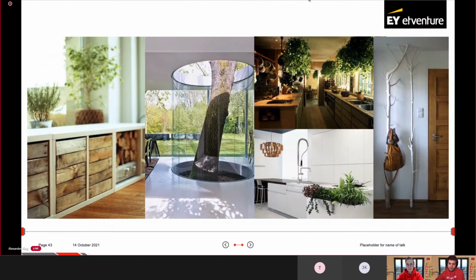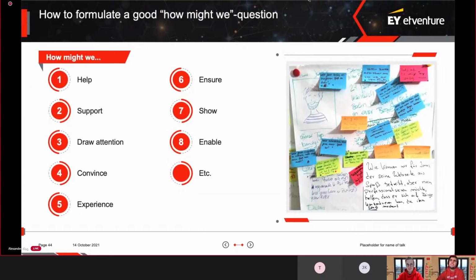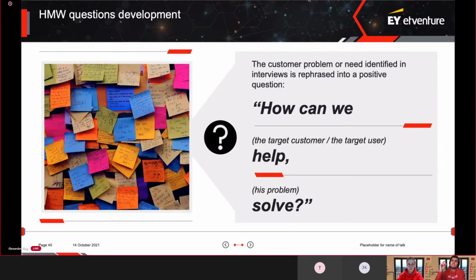So find a good how might we question to start your ideation. How could you formulate a good question? There are different verbs you can use, like how might we help, how might we support, how might we draw attention, convince, experience, ensure, show, enable, etc. On the right side, you see there's a persona, and how can we help this persona to do anything, to make something better, to show, to ensure. And this is the syntax you're using when you're building up a how might we question.